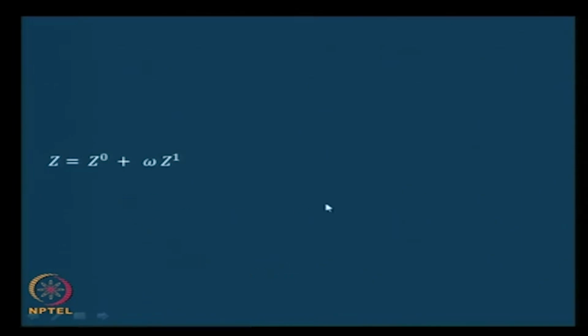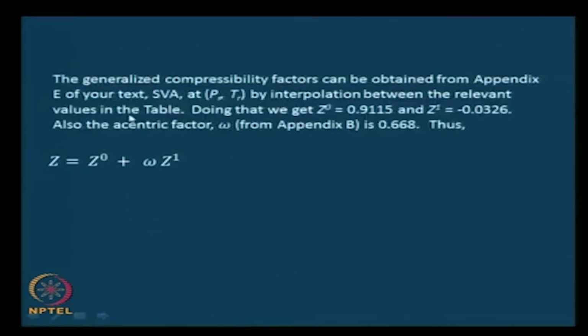Now, this is the generalized correlation, and the values of Z0, Z1 and omega need to be obtained from the tables in the appendix of your textbook.